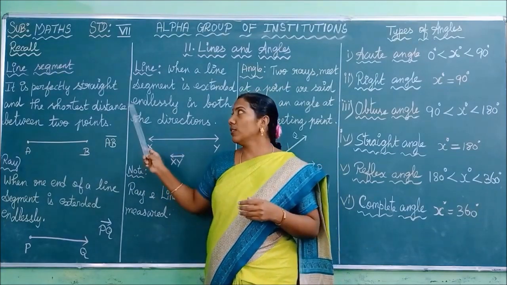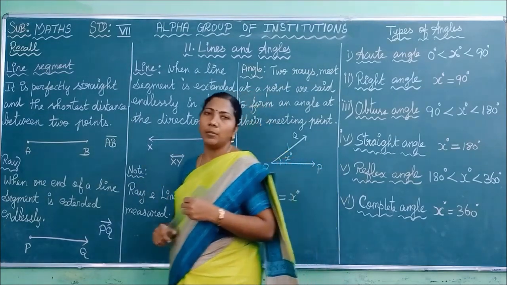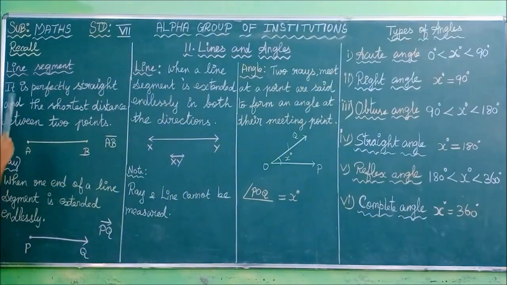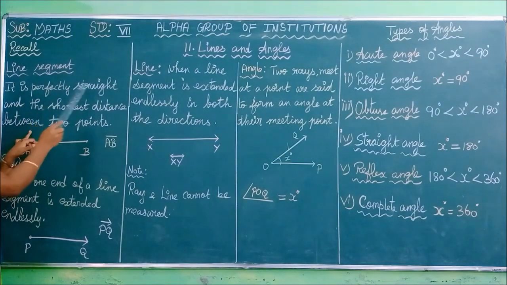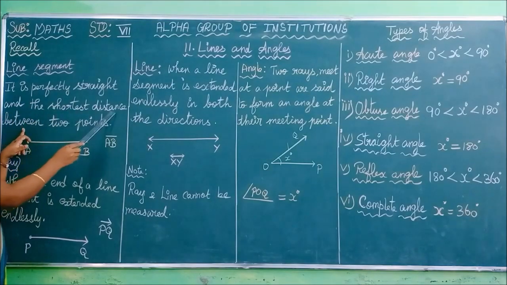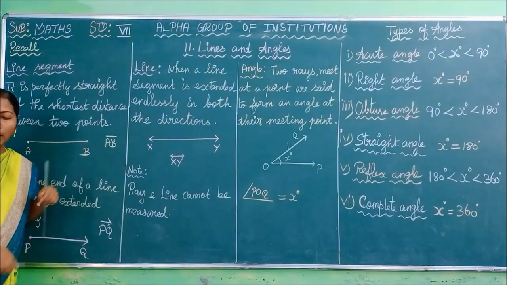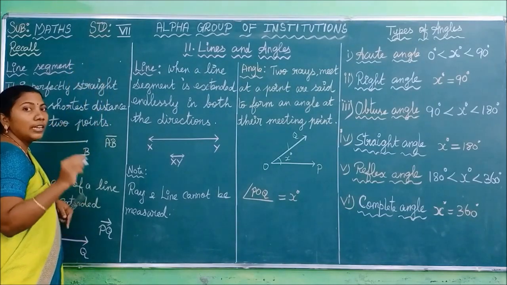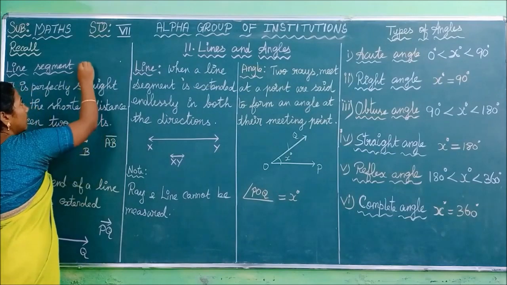First, we are going to discuss line segment. Look at the board, children. What is meant by line segment? It is perfectly straight and the shortest distance between 2 points. How are they defining it? A line segment is perfectly straight. It means this is straight and the shortest distance between 2 points. If you take any 2 points, it is the shortest distance between the 2 points.